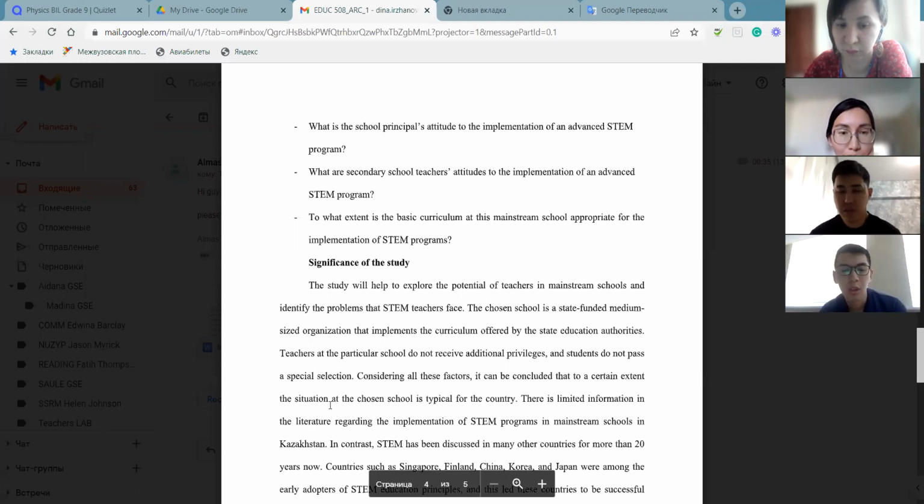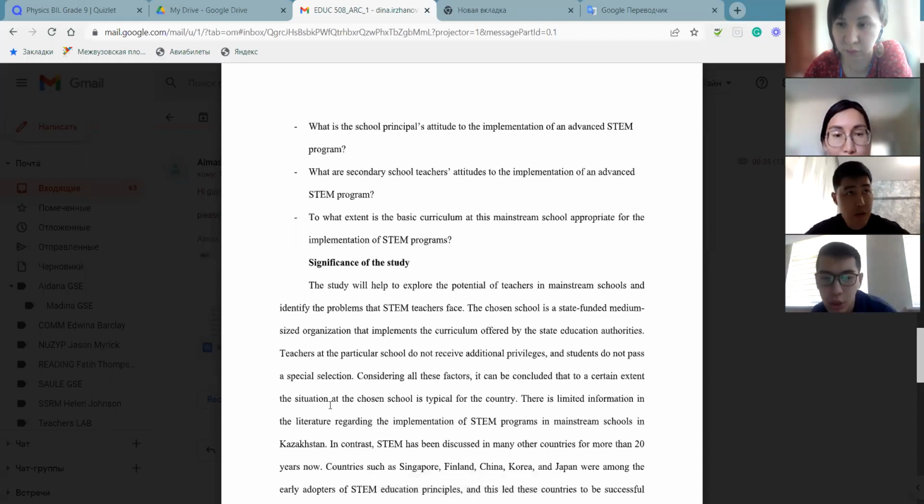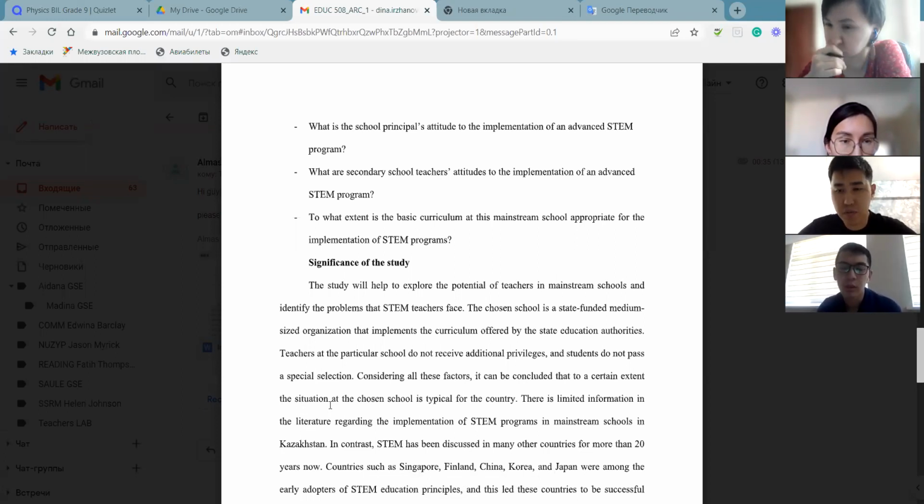And how many teachers were interviewed? Six teachers and two leadership team members, administration. But they all passed courses about STEM. All of them science teachers. Good.